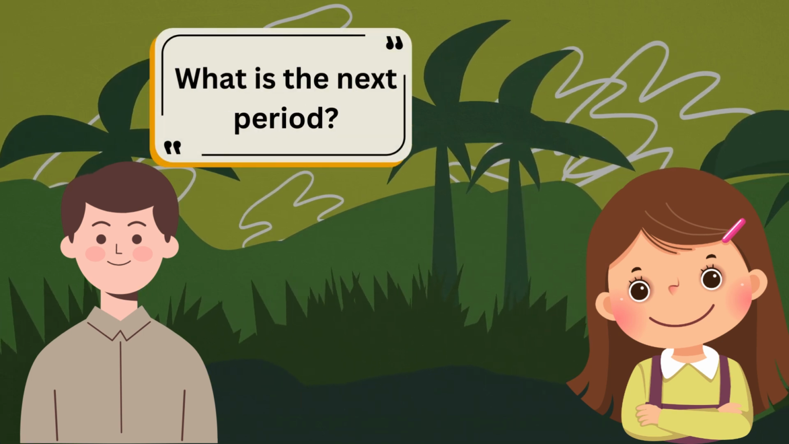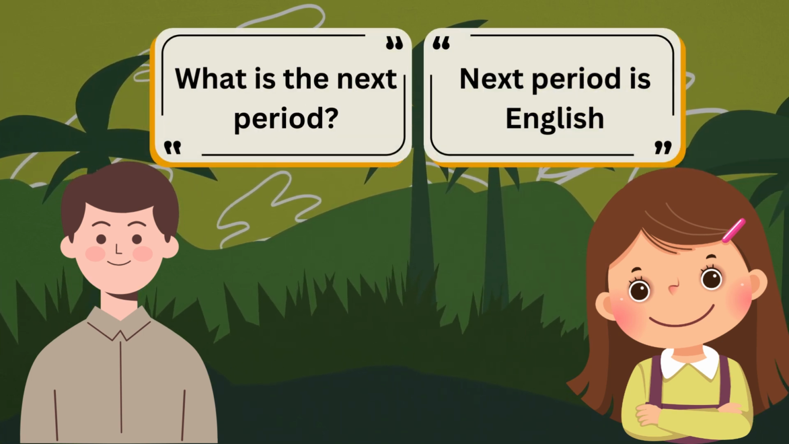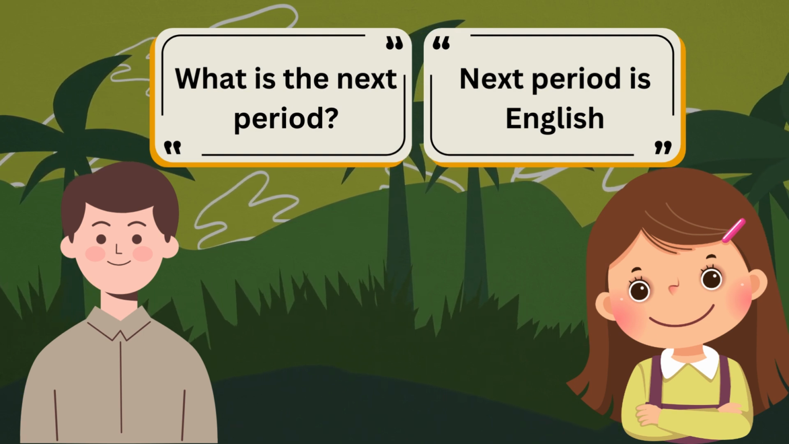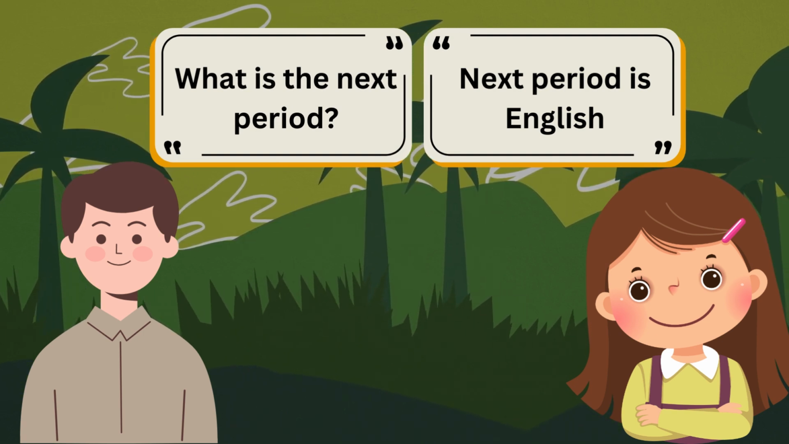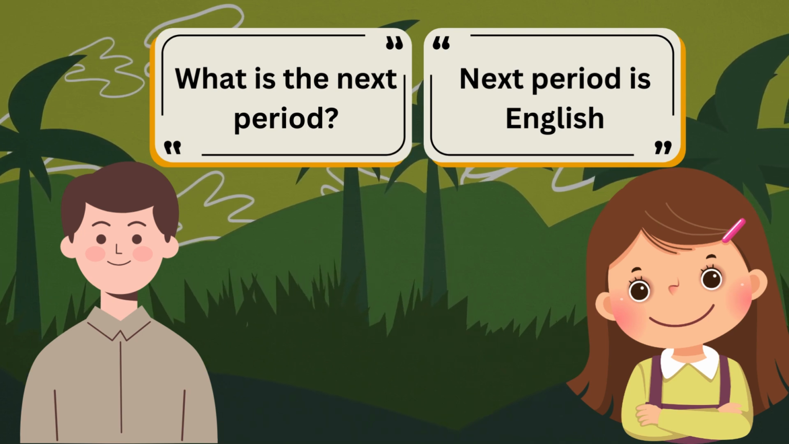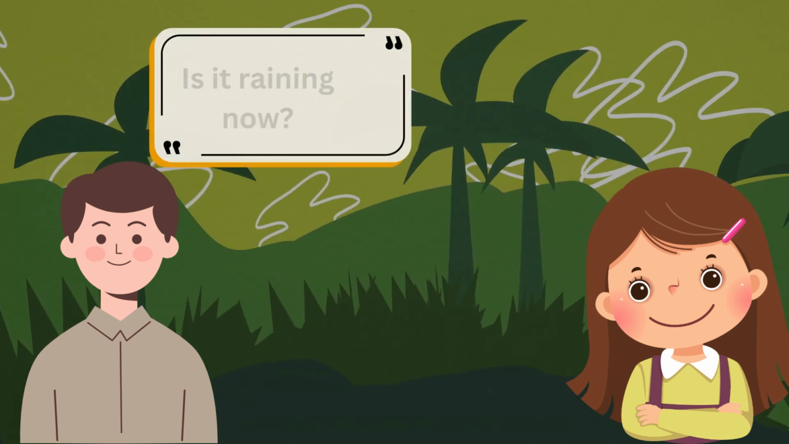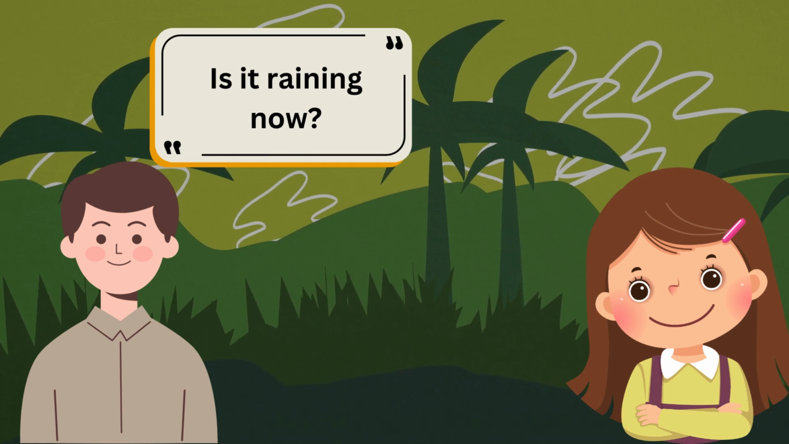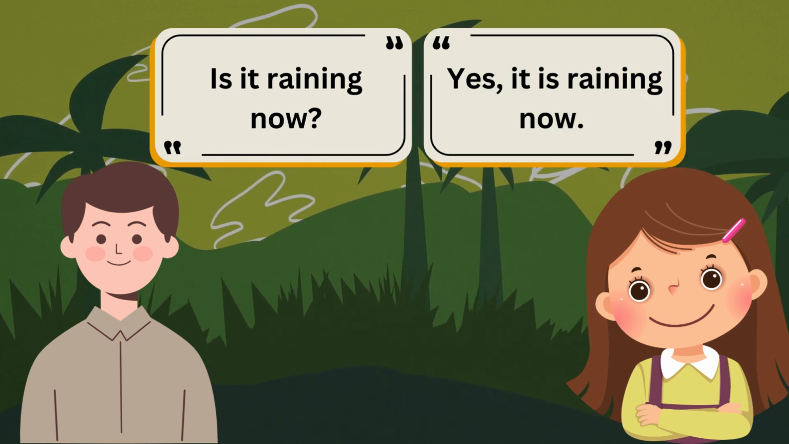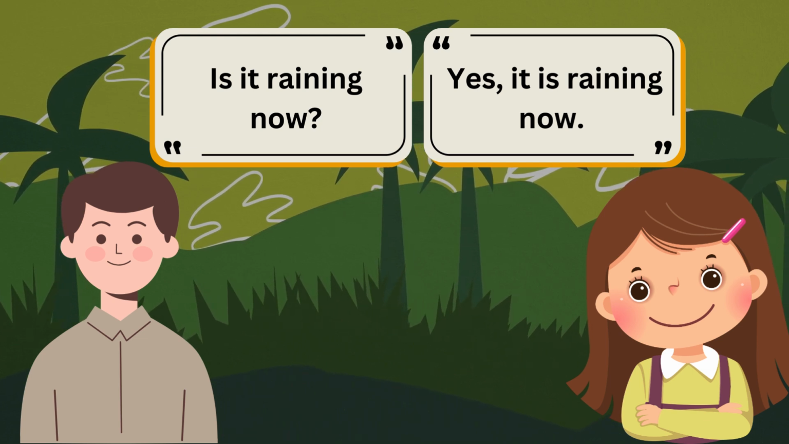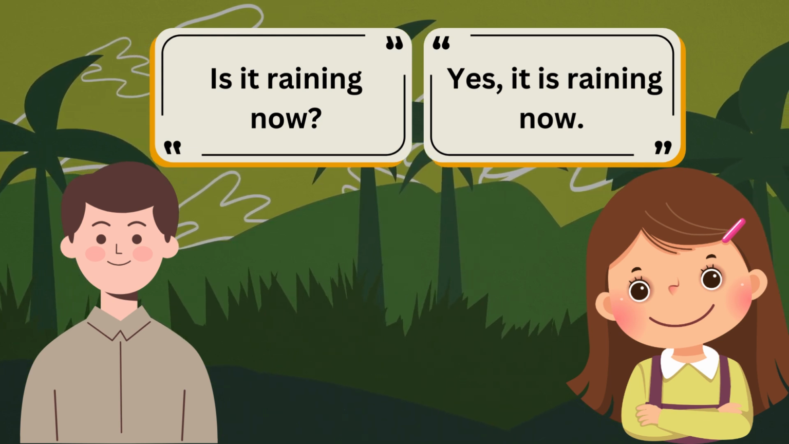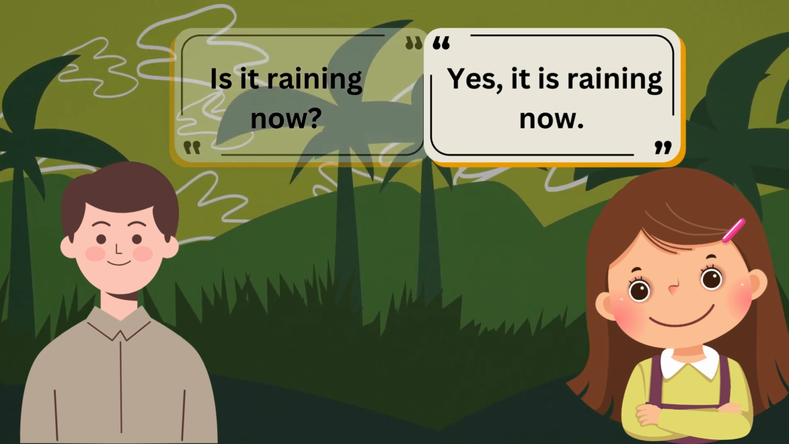What is the next period? Next period is English. Is it raining now? Yes, it is raining now.